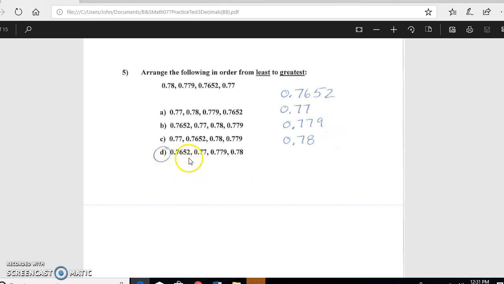So this would be the order from smallest to largest, and if we look down through our answers, we have to be careful to pick out the right one, and letter D would be the answer from least to greatest in order.